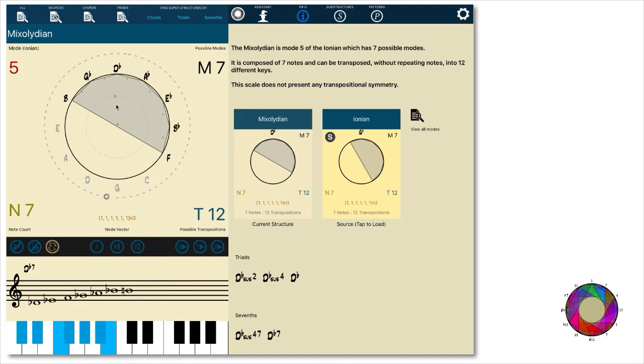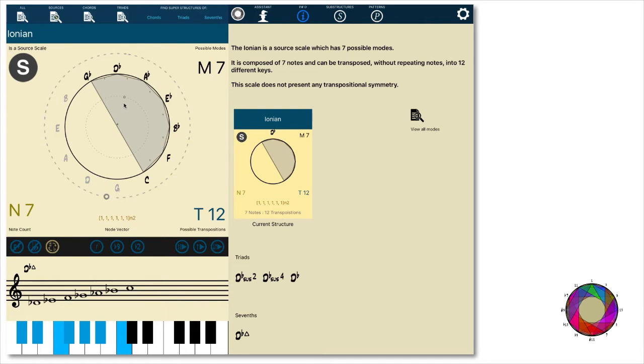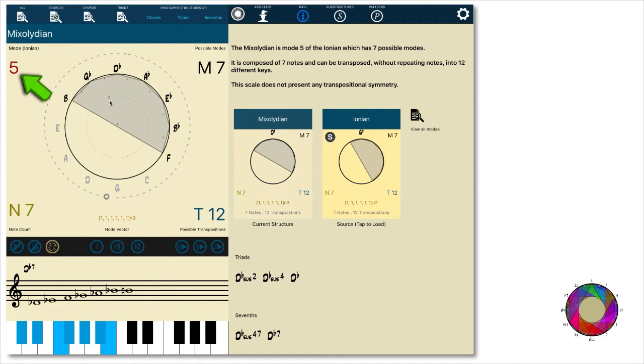So, here's the Mixolydian scale, which is built exactly the same as the Ionian, except that now the key is in the 3rd node of the graph. The structure card now shows a 5 instead of the S because Mixo is the 5th mode of the Ionian.